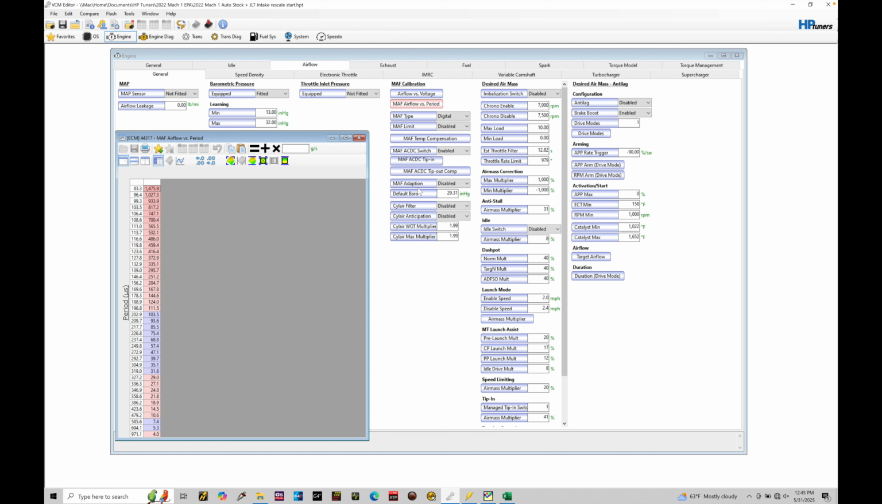We also have MAF adaptation turned off. This was actually turned off in my file already. If it was enabled in your file, you want to disable it for tuning. And then if it was enabled originally, you want to turn it back on once you're done with the MAF tuning. So again, same thing with the filter.